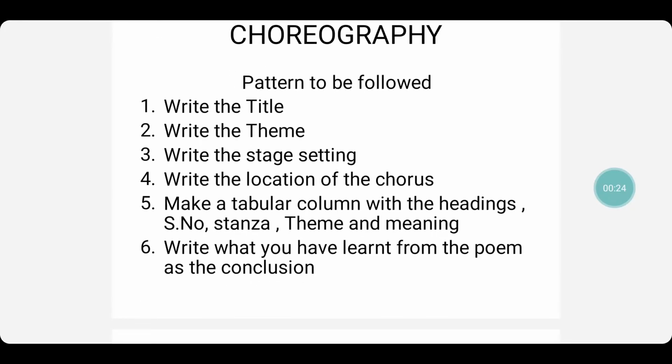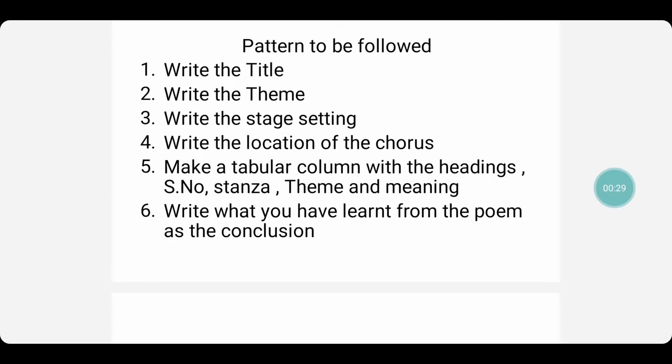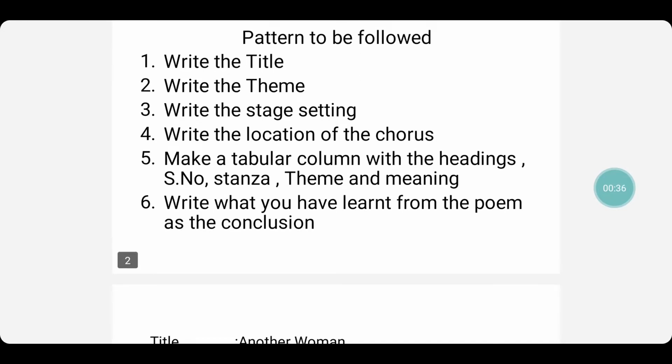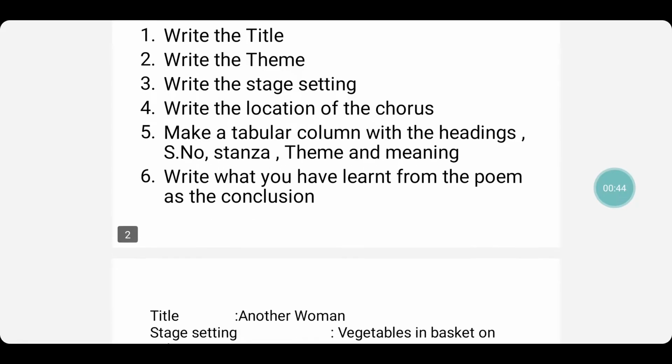Firstly, write the title, that is the title of the poem. Next, write the theme, that is what is the central idea of the poem, what is the main theme focused in the entire poem. And third, write the stage setting, that is the setting or the props or the backdrop that you are going to use in order to create the atmosphere for the poem. And then write the location of the chorus, that is a singing group which is going to recite the poem. Tell whether it is to be to the right of the stage or left or on the backstage.